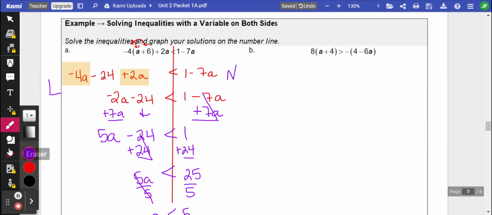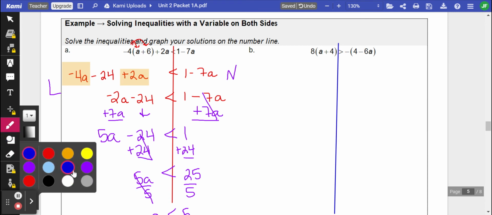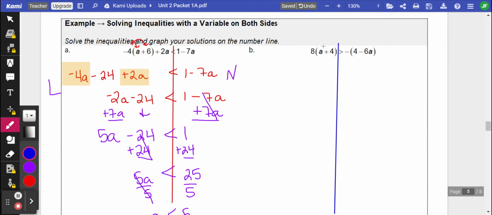Okay, next one. Go ahead and draw your line through the inequality sign. Distribute if you can. So we're going to distribute on each side separately and then see what we have to do. So 8 times a and 8 times 4 gives me 8a plus 32. I did not do anything to cancel yet, so don't have to worry about that. This is like a -1. So -1 times 4 is -4. -1 times -6a is positive 6a.